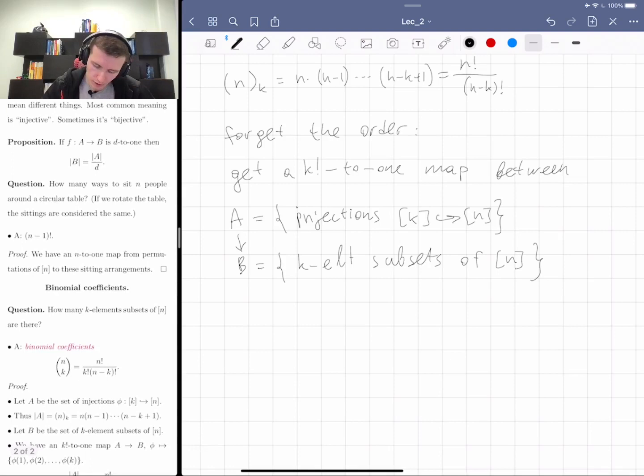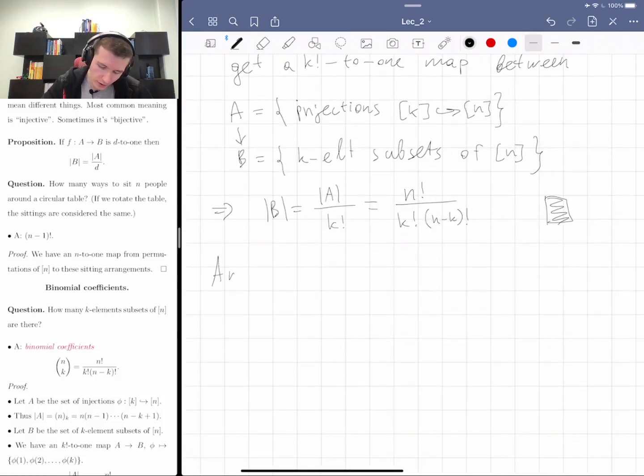So the size of B is the size of A divided by k factorial, as in a k factorial to 1 map. So the answer is n factorial over k factorial times n minus k factorial, and that's the end of the proof. Or, another proof would be this.